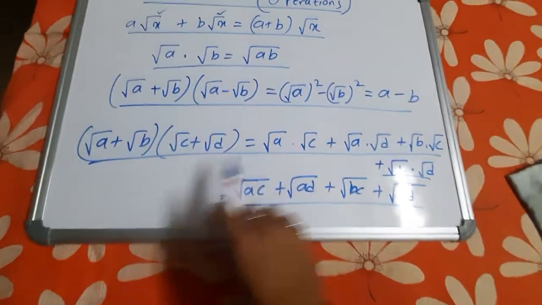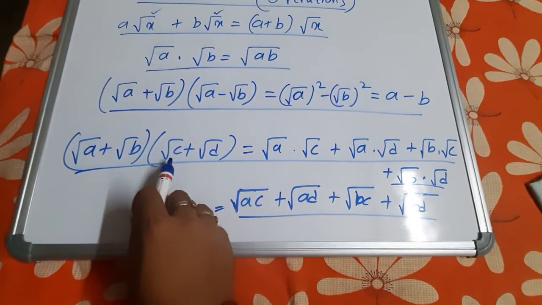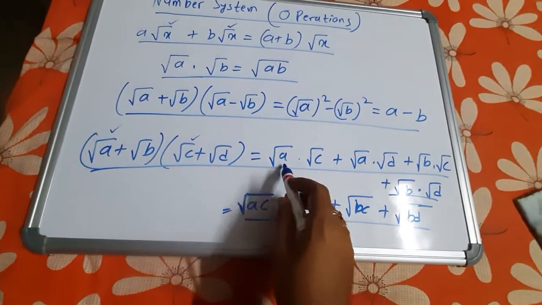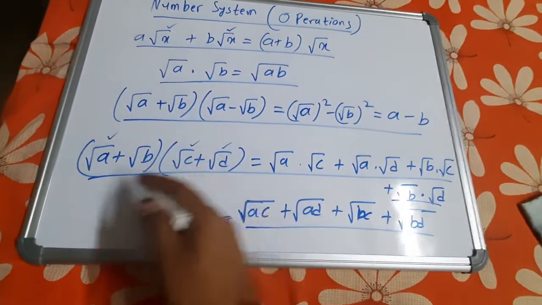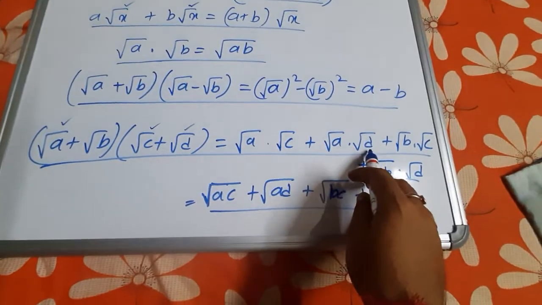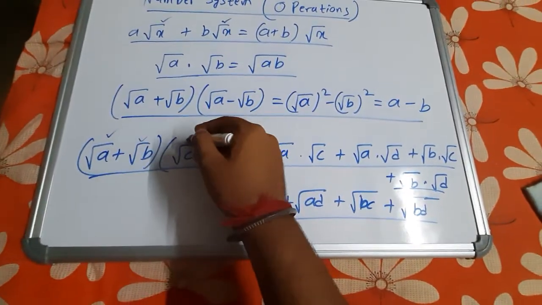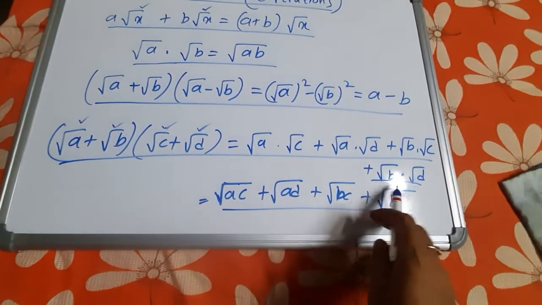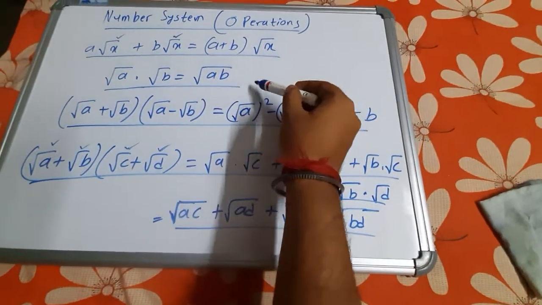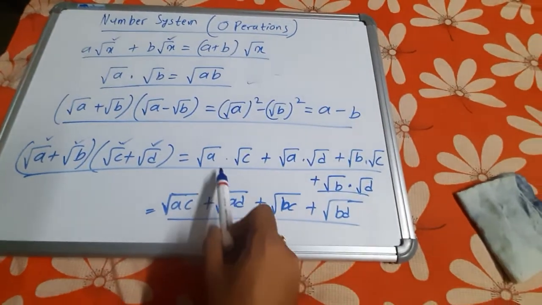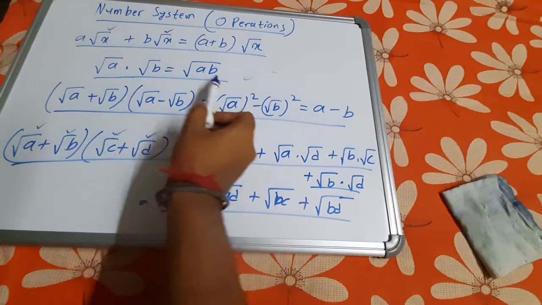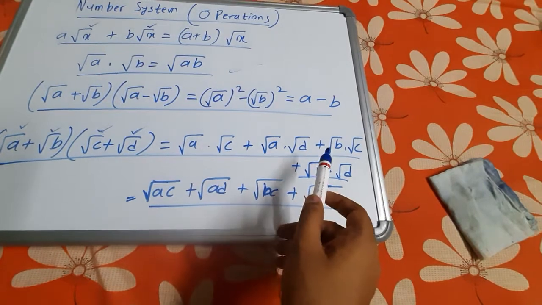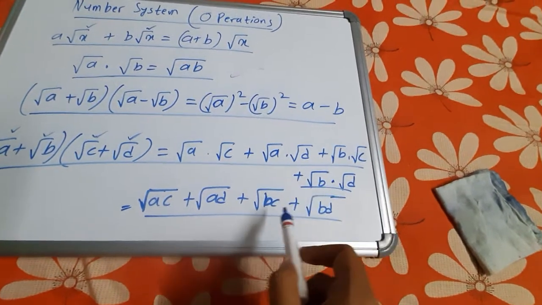Okay, now like this, root a plus root b into root c plus root d. So root a will first be multiplied with root c, so first this into this, root a into root c, then this into this. We know the rules of multiplication in algebra. Root a into root d, then root b into root c, then root b into root d. Now we will apply this theorem over here. Root a into root c is root ac, root a into root d is root ad, root b into root c is root bc, root b into root d is root bd.